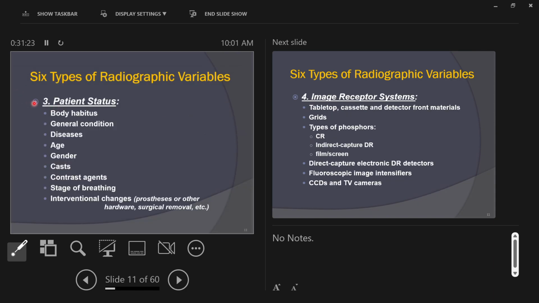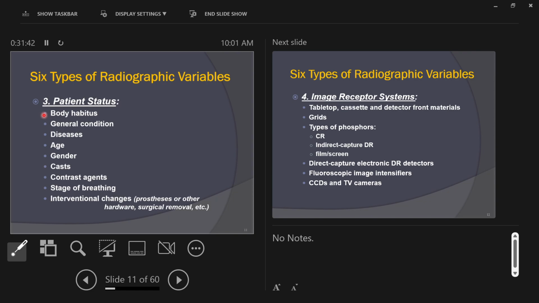Category 3 is patient status. The patient is something to consider, right? We've talked a lot about all the other things, but we have not talked much about the patient yet, okay? So here's the way to think about this. The patient can be different shapes. For one, that's body habitus.